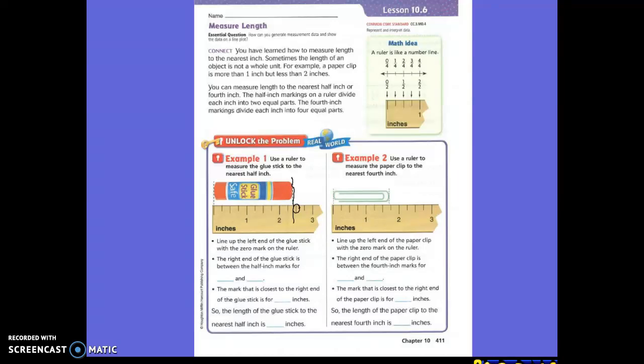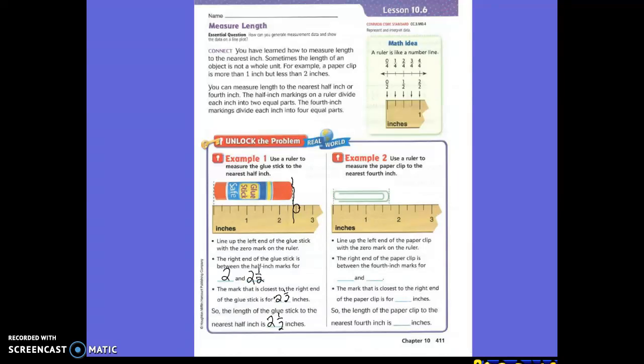So you line up the glue stick at the end of the left part with the 0 mark on the ruler. The right end of the glue stick is between the half inch marks for 2 and 2.5. The mark closest to the right end of the glue stick is for 2.5 inches. So the length of the glue stick is 2.5 inches. That's what we said yesterday, right? Yes.